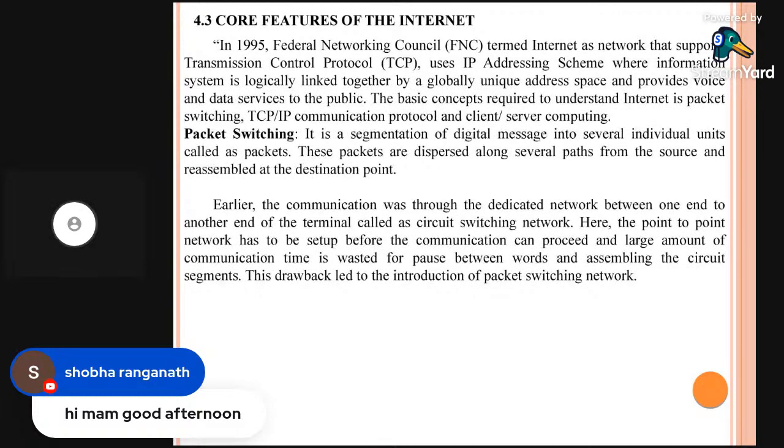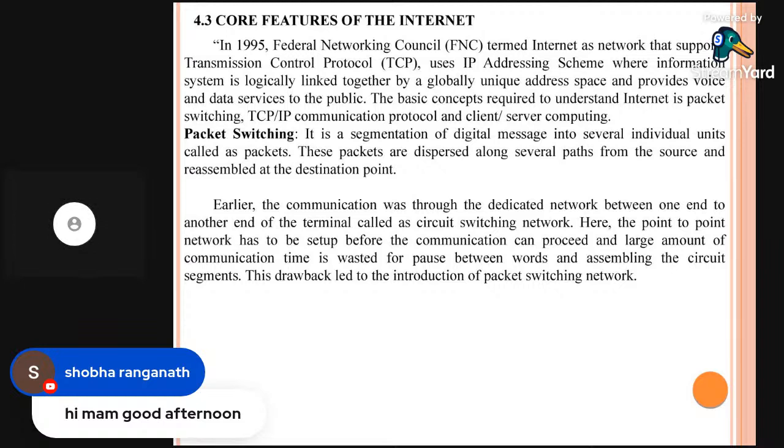Now, there are different features or core contents of internet services. In the year 1995, the Federal Network Council termed the internet as a network that supports the transmission control protocol, that is TCP, and uses IP addressing schemes where the information system is logically linked together by a globally unique address space and provides voice and data services to the public. The basic concepts required to understand the internet are packet switching, that is, TCP/IP communication protocols, and client server computing.